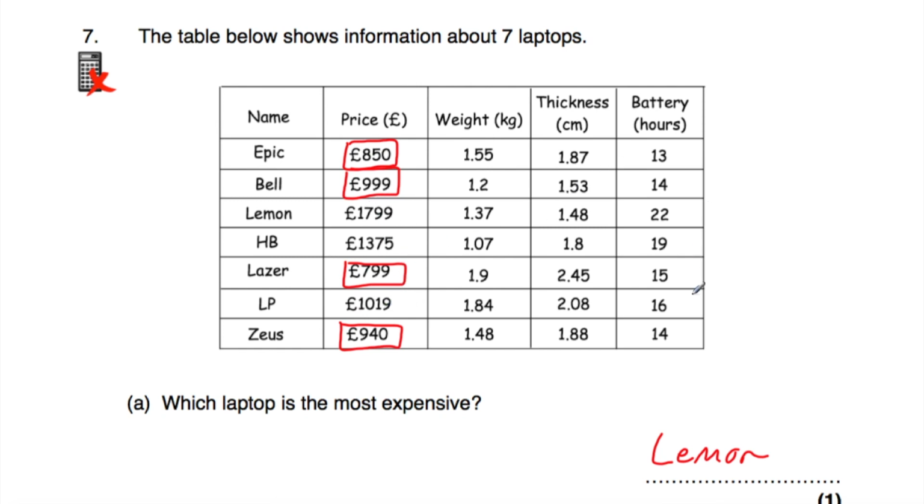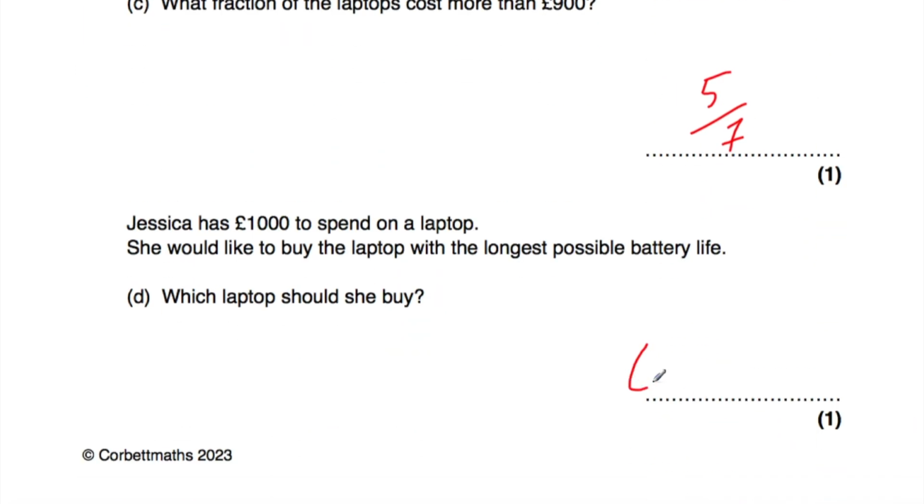Now, in terms of the battery length, she wants the laptop with the longest battery length. So we've got 13, 14, 15 or 14. So 15 hours is the longest battery life, so that means that that will be the Laser laptop. She wants to buy the laptop that costs under £1,000 with the longest battery life. So it's going to be this one. So that means that Jessica should buy the Laser laptop. So let's write that down, Laser.